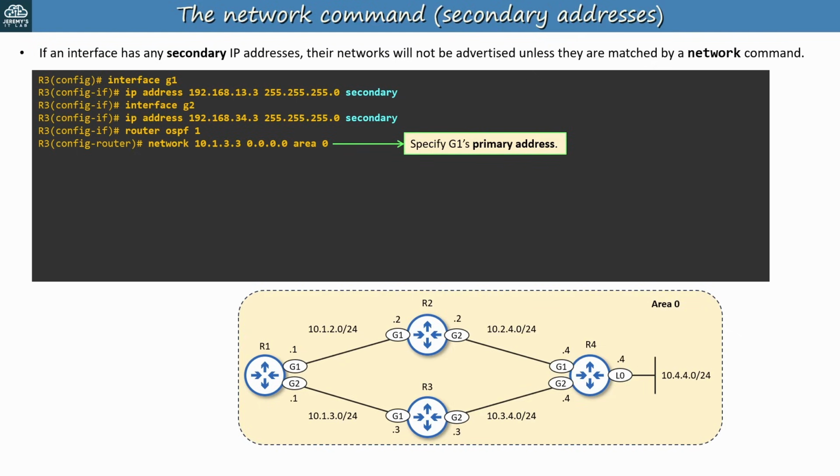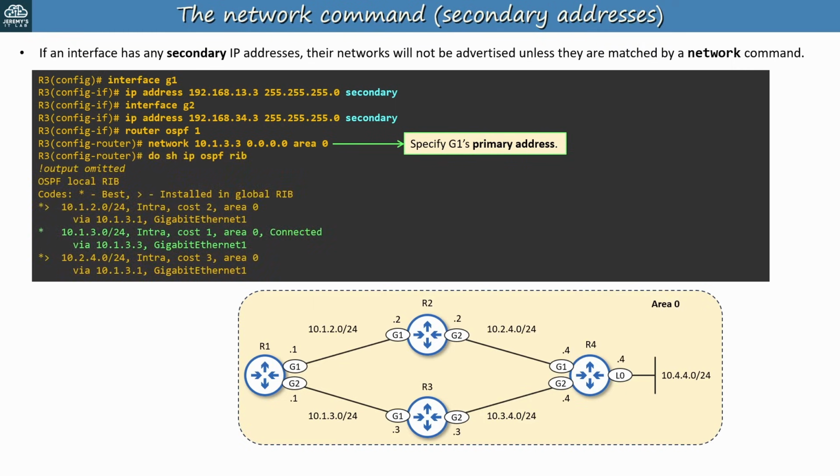Now OSPF is activated on the interface, but how can we see which routes are actually being added to OSPF? One option is to view the OSPF rib. The command is show ip ospf rib. I won't get into the details of this command in this video, but highlighted in green, you can see that G1's primary network, 10.1.3.0/24, is in the OSPF rib. But the secondary network, 192.168.13.0/24, is not. That's because there is no network command to match the secondary IP.